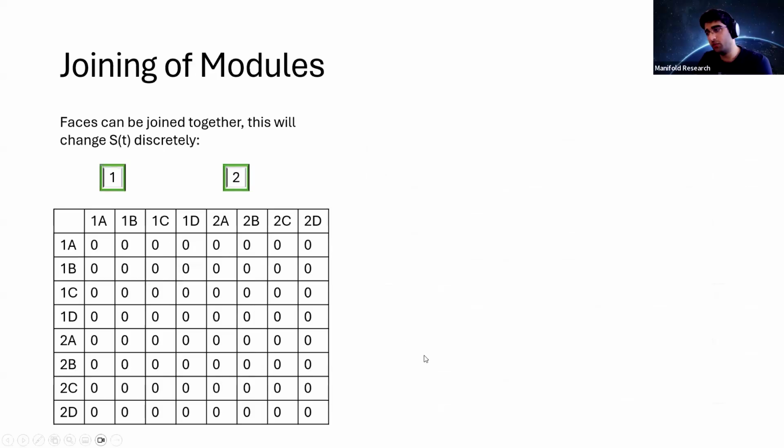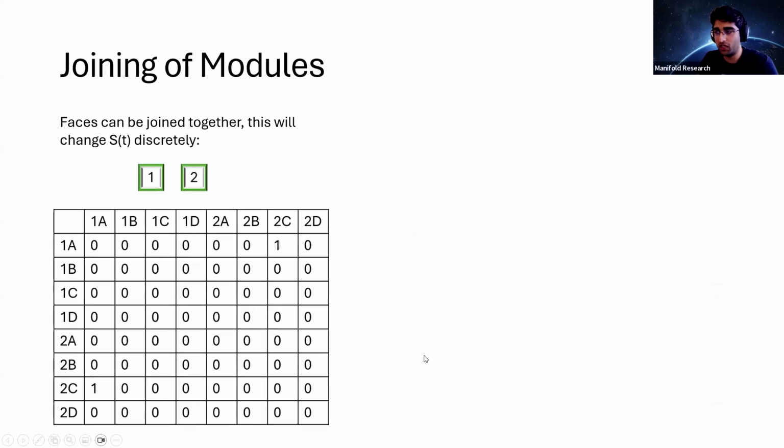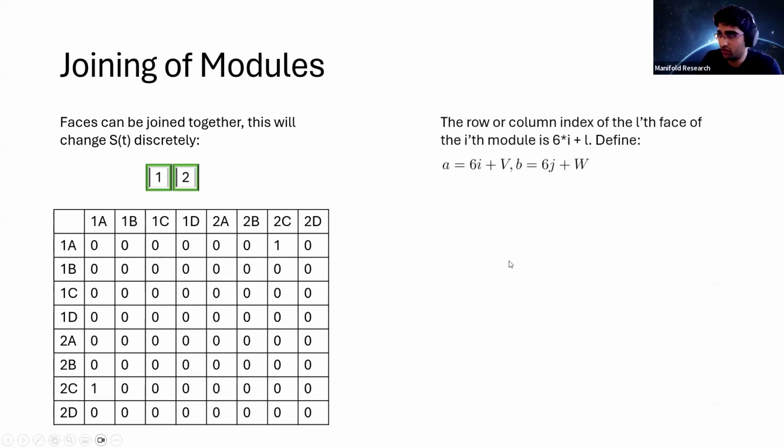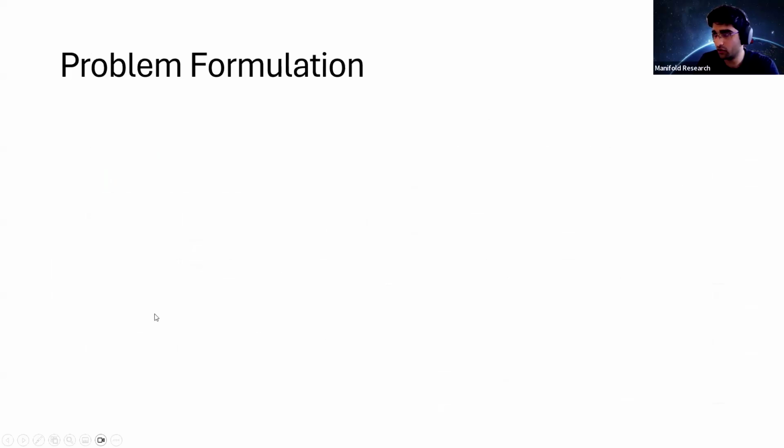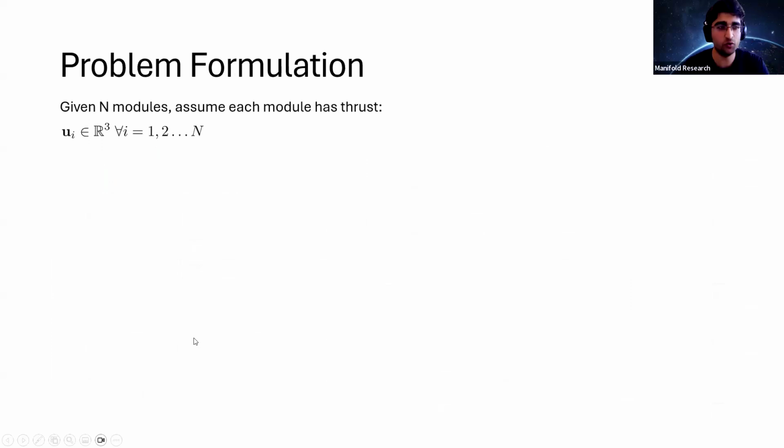Okay. One thing that we also have to consider is that when two modules come together, their corresponding part in the structure matrix has to change. And so we have to mathematically represent this somehow. If two faces are within some distance epsilon to each other, then that part of the structure matrix needs to change from a zero into a one.